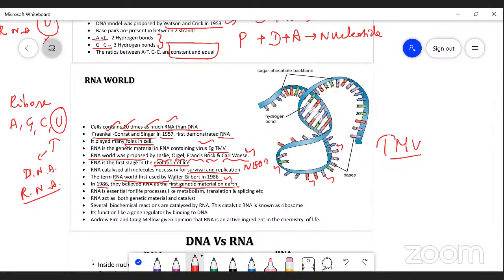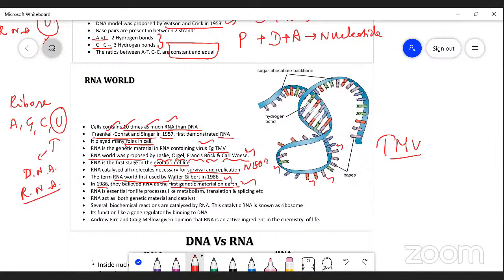The RNA world is about the evolution of life. They believed RNA is the first genetic material. Now everybody knows DNA is the genetic material, but before it was proved that DNA is the genetic material, everybody believed that the first genetic material on earth was RNA. After the Hershey and Chase experiment only, we concluded that DNA is the genetic material.